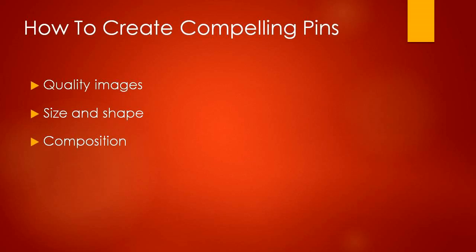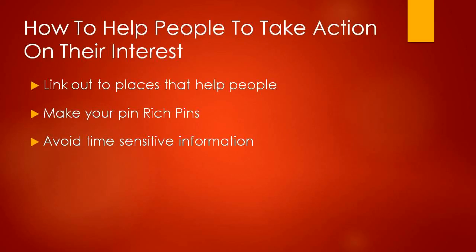Helping people to take action on their interests that are in line with your business can sometimes be a challenge. However, there are 3 simple steps which you can take to persuade and influence your target audience to take action. Are you ready? The first would be to link out of your pin to places or websites that help people. For example, a recipe pin should lead to the real cooking instructions, and a product pin should lead to where a pinner can make the purchase.